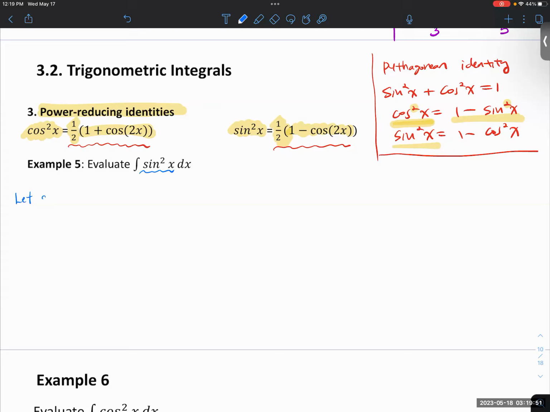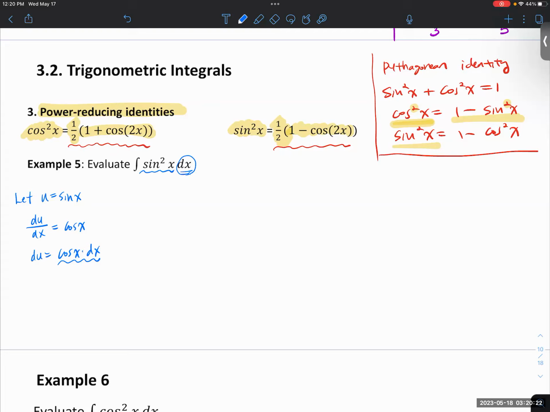Let u equal sine x. So du over dx equals cosine x, and du equals cosine x dx. So you might be saying, oh, cosine x dx is not there. You feel like u substitution is not going to work because there's no du. We cannot convert dx in terms of du because there's missing information.